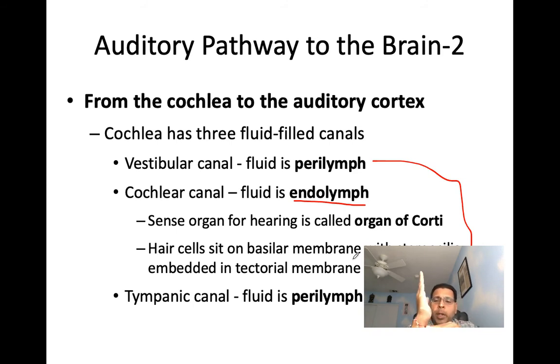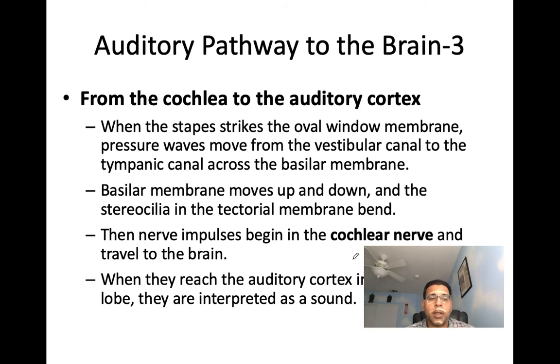So here we can think of the hair cells, and down here we have the basilar membrane. These hair cells sit on a basilar membrane. And then here are the stereocilia. The stereocilia are embedded in another membrane, and that membrane is called the tectorial membrane. So you have a tectorial membrane on top and the basilar membrane on the bottom, and the hair cell sits in between the two membranes. We'll look at that here in a few minutes also.